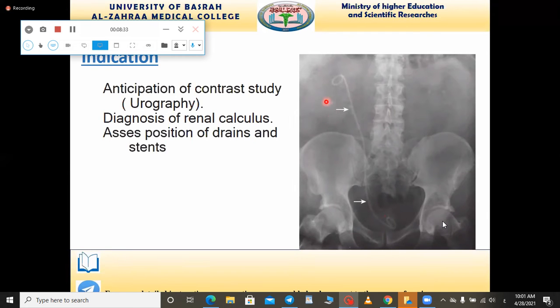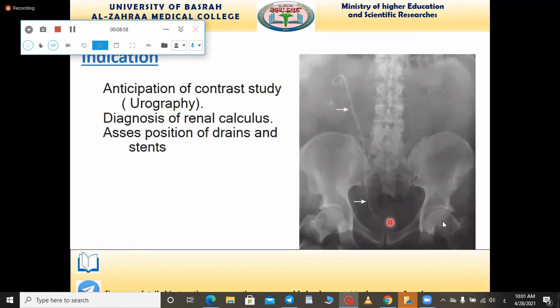Renal stone can be diagnosed by KUB, just like that. This is radio opacity, and here is also radio opacity. Third indication, as we talked about before, is to assess the position of drains and the stent. This is a drain. All of the drains are radio opaque, by the way. All drains are manufactured radio opaque. All catheters are radio opaque and can be seen by KUB.